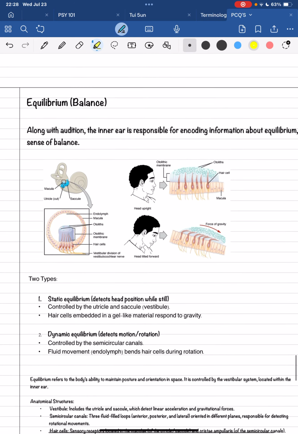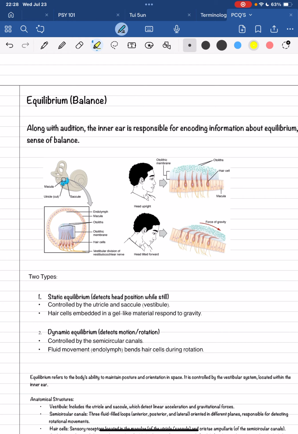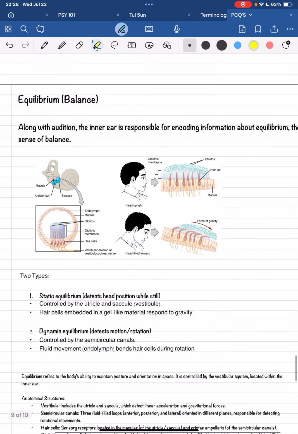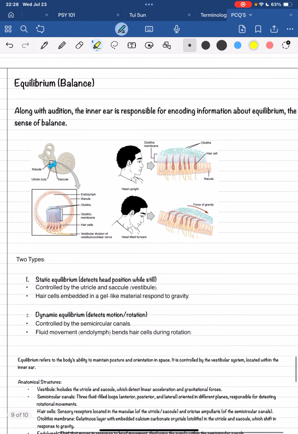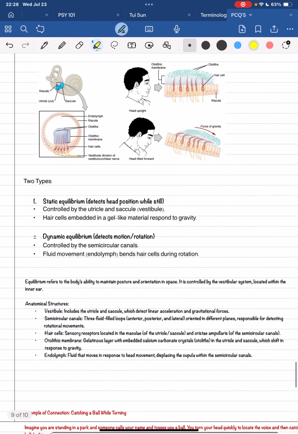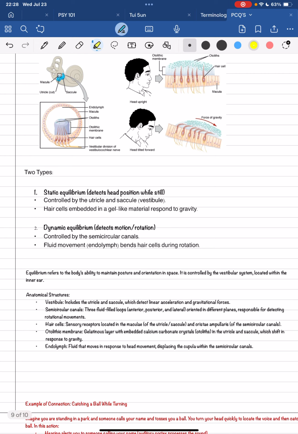And then finally, equilibrium, also known as your balance. Along with audition, the inner ear is responsible for encoding information about equilibrium. There are 2 types of equilibrium: static, which detects head position while still, controlled by the utricle and saccule vestibules. Hair cells embedded in a gel-like material respond to gravity. And dynamic equilibrium detects motion and rotation, controlled by the semicircular canals. Fluid movement bends hair cells during rotation.